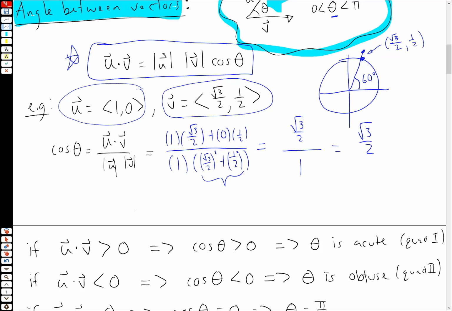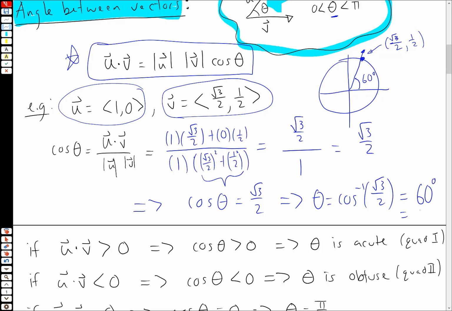So this means that cosine of theta is square root 3 over 2, which if you take arc cosine of both sides, that means that theta is equal to cosine inverse of square root 3 over 2. And again, knowing your trig or using the unit circle or what have you, we'll get that this is equal to 60 degrees, or in radians, pi over 3.